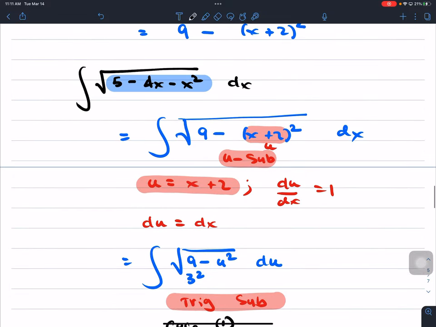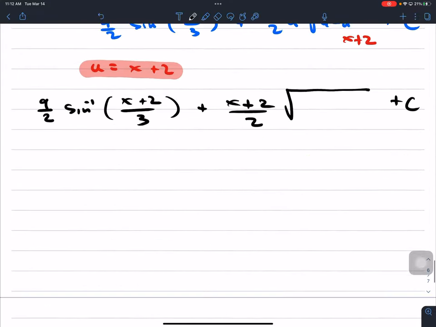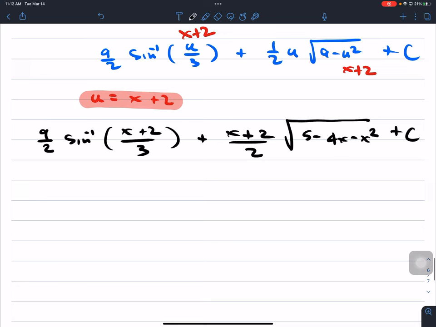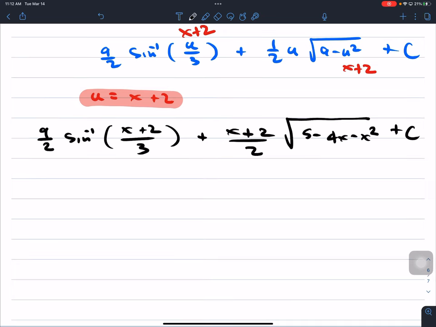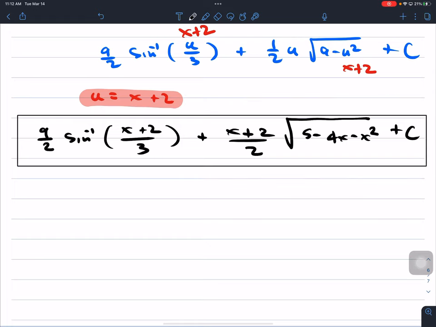5 minus 4x minus x squared, I believe, right? So 5 minus 4x minus x squared. That's what you get when you replace that u here. And these are what's called quadratic integrals.